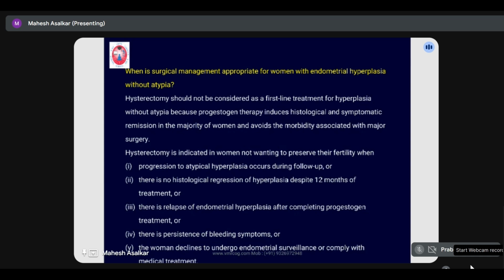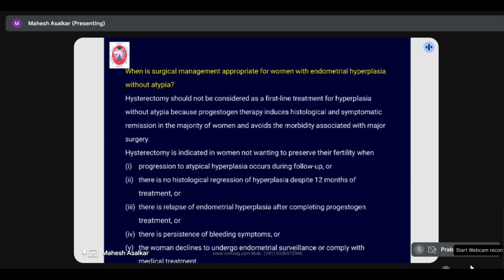Hysterectomy is indicated in women not wanting to preserve their fertility when, one, progression to atypical hyperplasia occurs during the follow-up. So you have started them on progesterone, but during follow-up there is a progression to atypical hyperplasia or to endometrial carcinoma. In that particular case you have to go for hysterectomy.